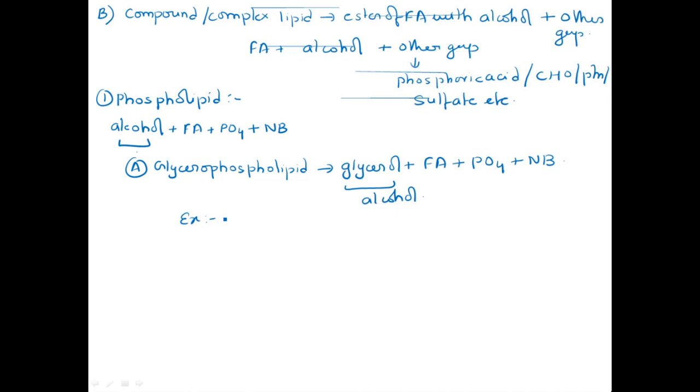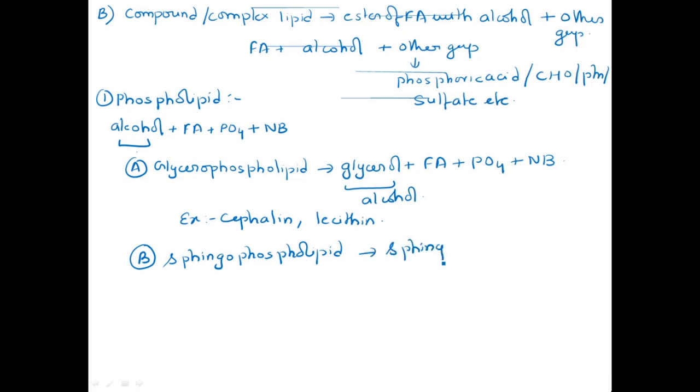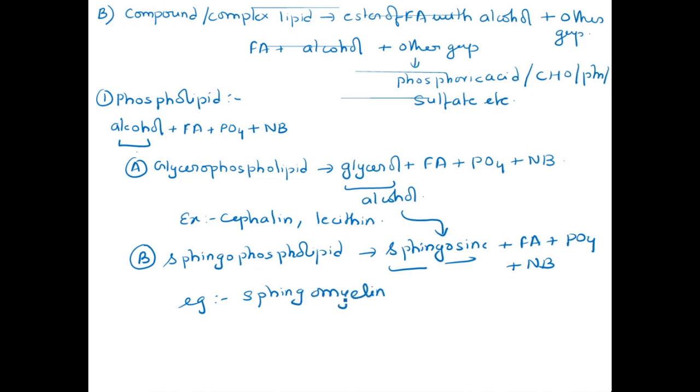Examples are cephalin, lecithin. There is another group of phospholipid called sphingophospholipid. In sphingophospholipid, the alcohol will be sphingosine, and then the same fatty acid will combine along with phosphate group and nitrogenous base. Here sphingosine is the alcohol. Its example is sphingomyelin. Sphingomyelin is present in the myelin sheath of neurons.